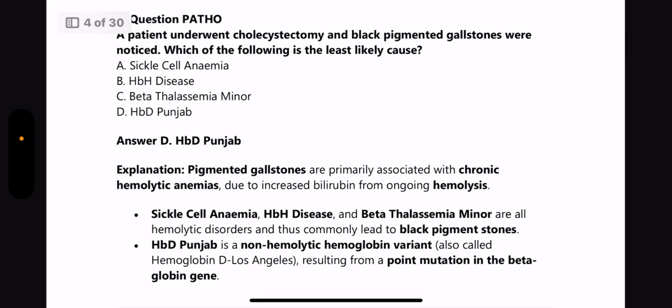Next is a question from Patho. A patient underwent cholecystectomy and black pigmented gallstones were noticed. What is the least likely cause?